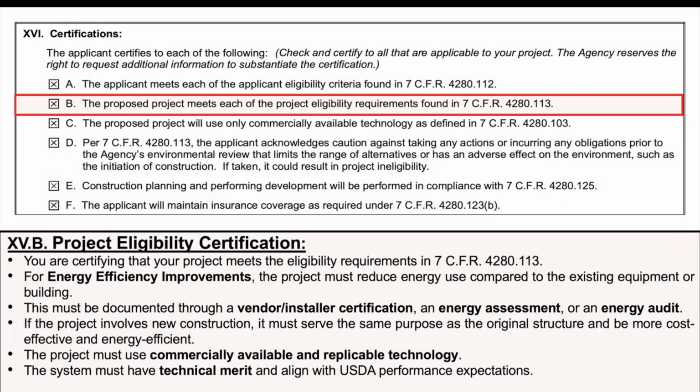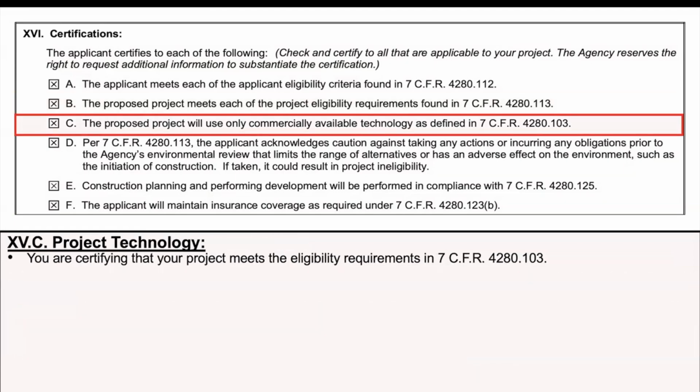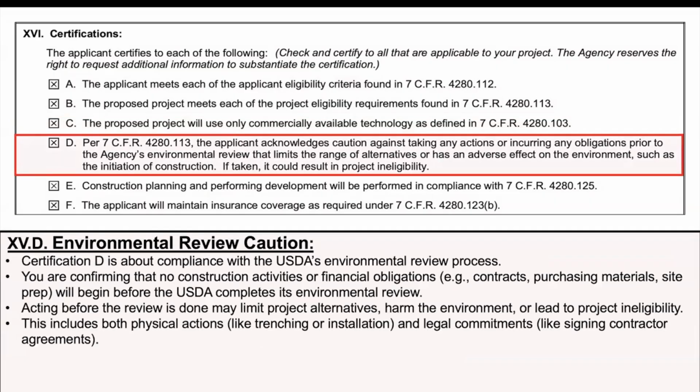Certification B is for energy efficiency improvement. The project must reduce energy use compared to the existing equipment or building. In certification C, you are certifying that the project will use only commercially available technology as defined in 7 CFR 4280-103. Certification D is about not starting anything before the USDA gives the green light.